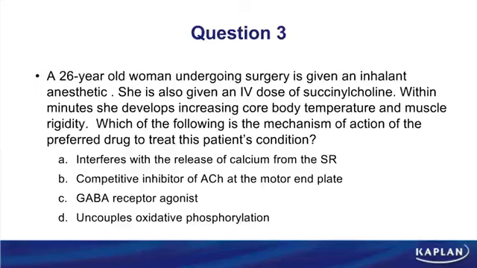Here's question number 3. Review the question, pause the video, we will discuss. A 26-year-old woman undergoing surgery is given an inhalant anesthetic. She is also given an IV dose of succinylcholine. Within minutes, she develops increasing core body temperature and muscle rigidity. We want to know the mechanism of action of the preferred drug to treat this patient's condition. First of all, what's the condition? This, of course, is malignant hyperthermia. She was given succinylcholine. She gets an increased temperature and muscle rigidity, classic features of malignant hyperthermia.